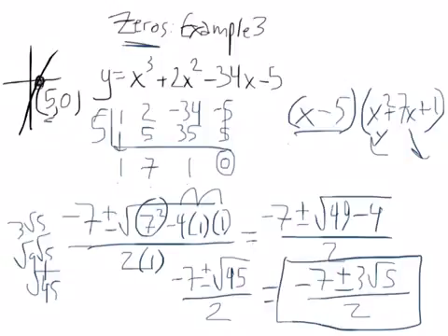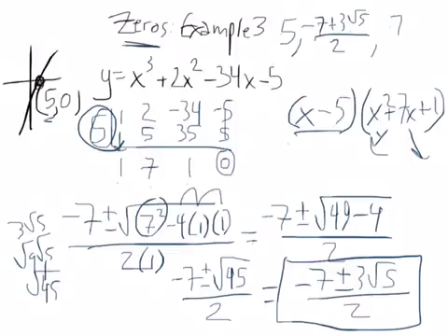So my zeros are my original one that I could see, 5, and then I have negative 7 plus 3 root 5 over 2, and negative 7 minus 3 root 5 over 2.